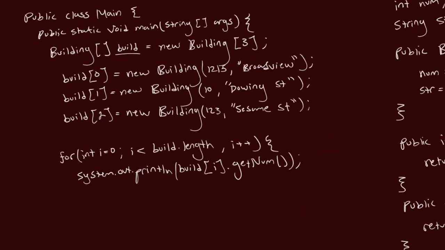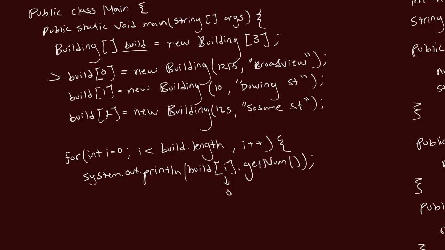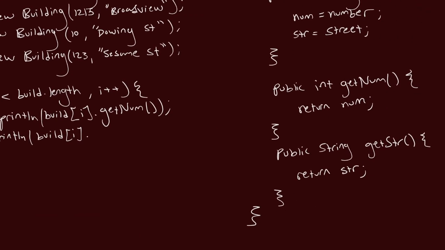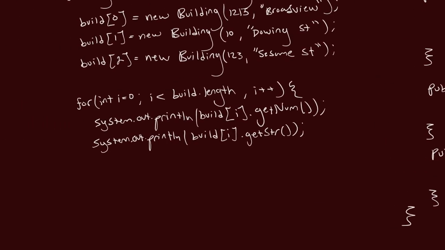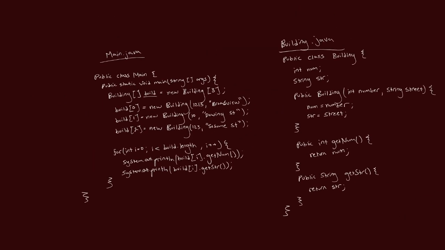Alright, so pretty much when i is 0, we access this one, then we get num from here. Okay, now when i is 1, we access this one, and then we get num, which will be 10. And then when i is 2, we access this one, get num, which is 123. Okay, and then let's also get the street name. So we just do build[i] again dot, and then let's get our return, which was getStreet. There we go. Okay, so that's how you can do it.